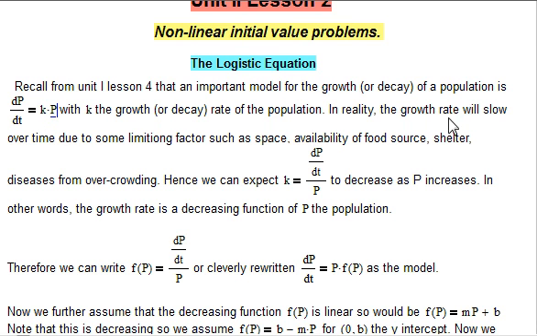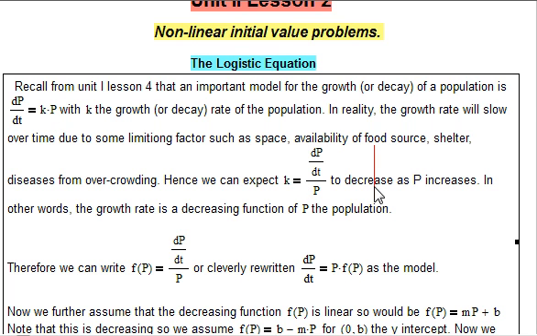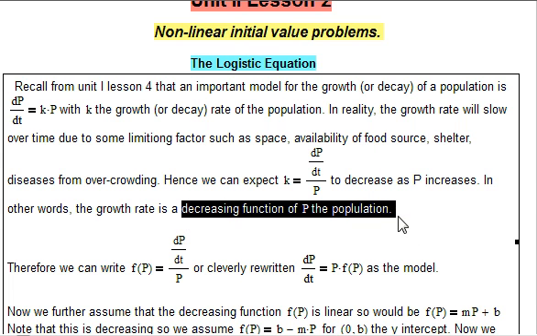But in reality, the growth rate will slow over time due to some limiting factors, such as space available, the availability of a food source, shelter, diseases from overcrowding, etc. So we can expect k, which equals (dP/dt)/P, to decrease as P increases. In other words, the growth rate is a decreasing function of P, the population.